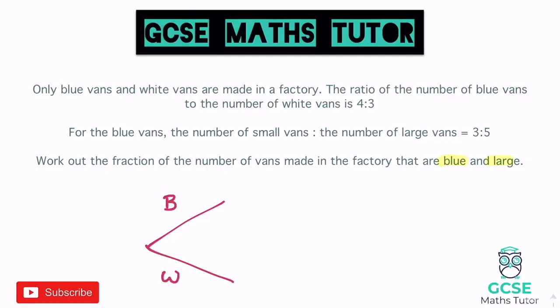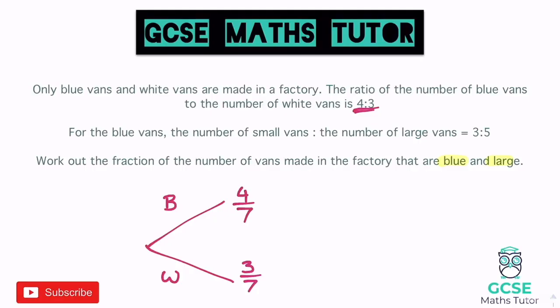Okay, so we've got the vans, they're blue or they're white. Now over here we've got the ratio of blue and white, we've got 4 to 3. Now that's out of 7 in total. So 4 out of the 7 there are blue and 3 out of the 7 there are white. So for the blue here we've got 4 out of 7. And for the white here we've got 3 out of 7. There we go. And then it gives us the next piece of information.